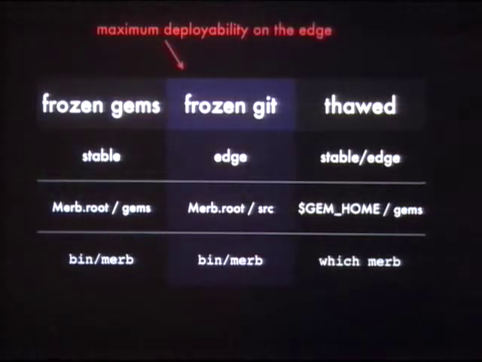Then the next option, for maximum deployability on the edge, is frozen Git. So you can be running the latest frozen code, relatively frozen. You can always pull the latest version of Git, but you're always running your application against the version of Git that you have frozen on your local system. You boot it using bin/merb.